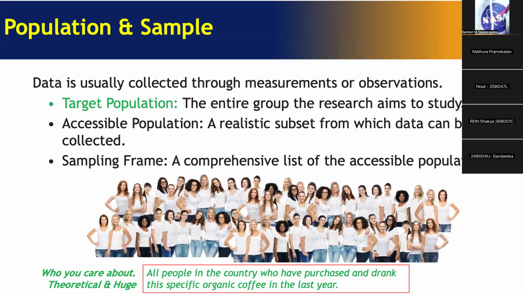So there is a target population. What do we mean by a target population? The entire group the research aims to study. That group may be working females aged between 25 and 35, for example. So that is our target population. It's the entire world population, so who you care about, theoretical and huge. If you think about the female population, 25 to 35, there are a lot of females all around the world.